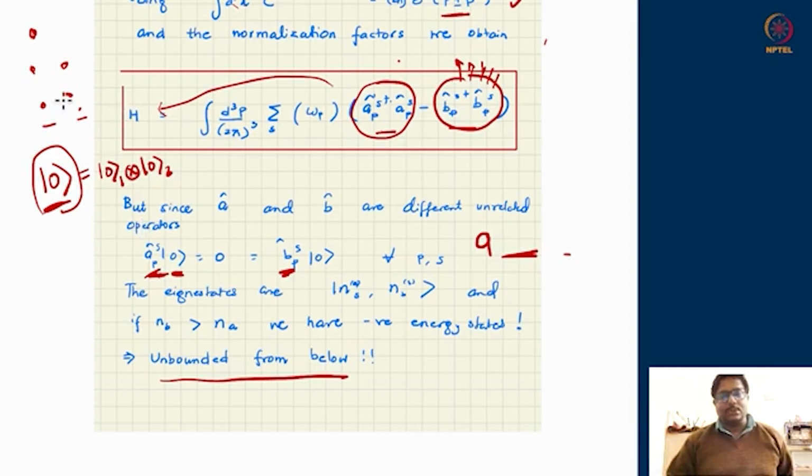Okay, so we'll discuss more in the next discussion session: what should we do in order to save this, to not get the negative energy Hamiltonians? Okay, so I stop here.